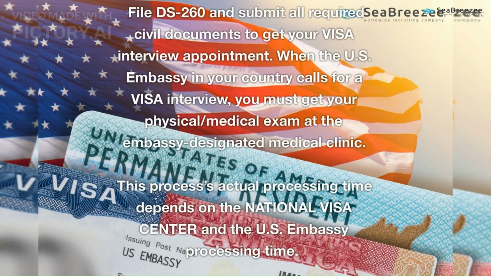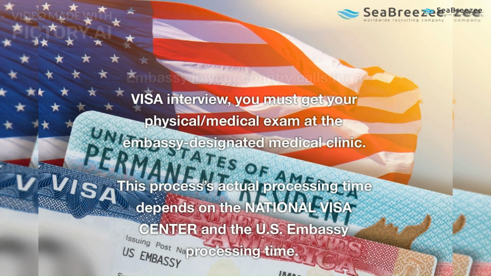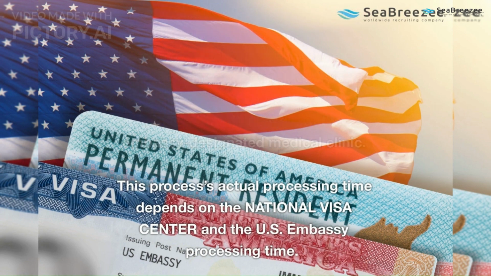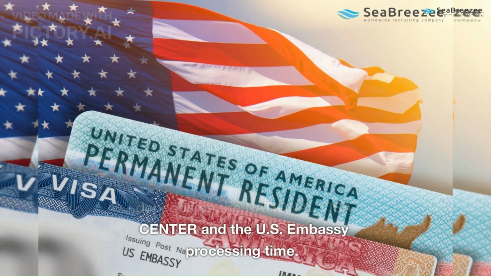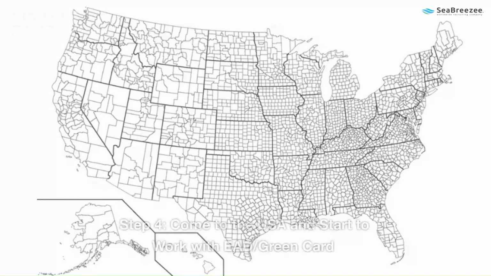EB3 applicants who applied outside of the USA, the consular process, need to submit Form DS-260 to get a visa interview schedule. File DS-260 and submit all required civil documents to get your visa interview appointment. When the U.S. Embassy in your country calls for a visa interview, you must get your physical medical exam at the embassy-designated medical clinic. This process's actual processing time depends on the National Visa Center and the U.S. Embassy processing time.